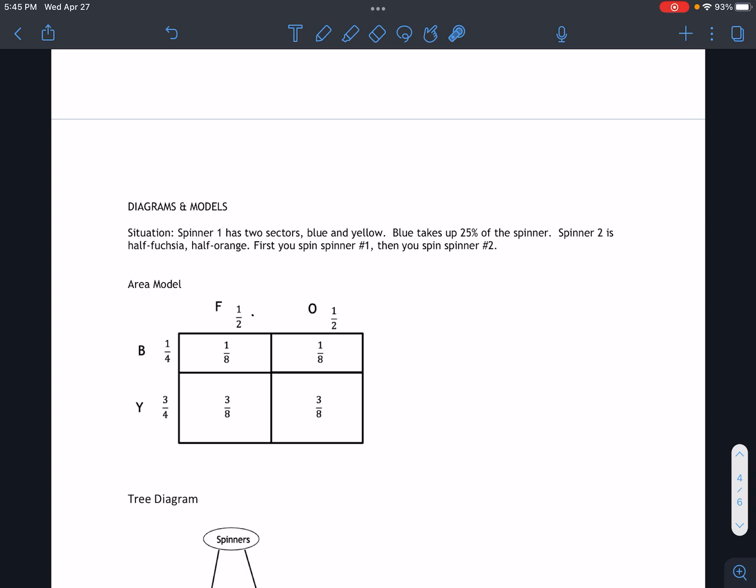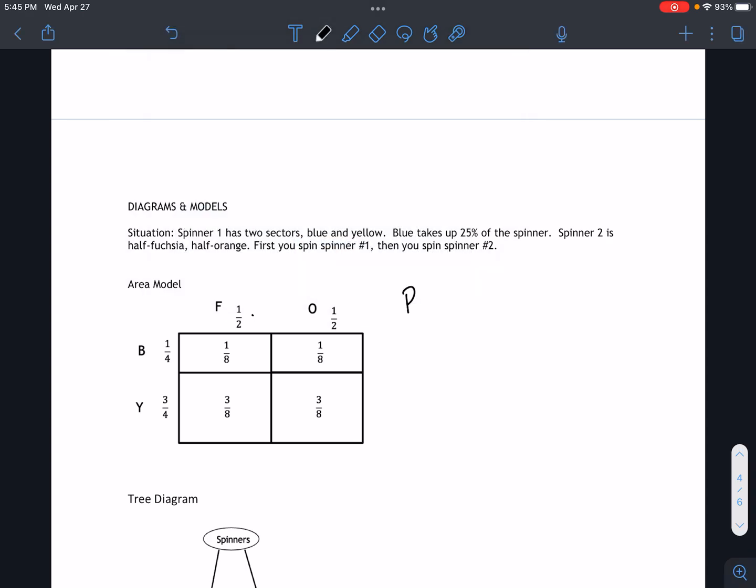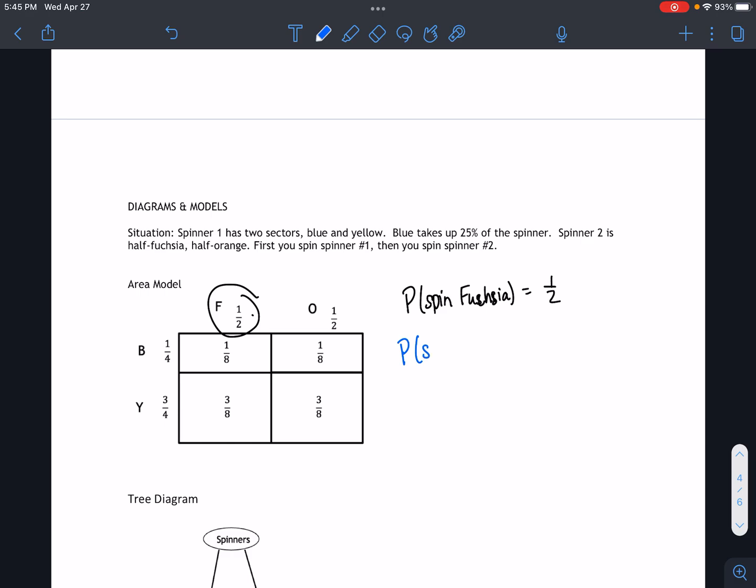Now the reason that this is cool is because now I can ask you probability questions, for example, like what's the probability of spinning fuchsia? Oh, I can't spell that word. And the probability of spinning fuchsia is, well, exactly as we thought. It was 50-50 or 1/2. But I can also say things like, what's the probability of spinning blue and fuchsia?